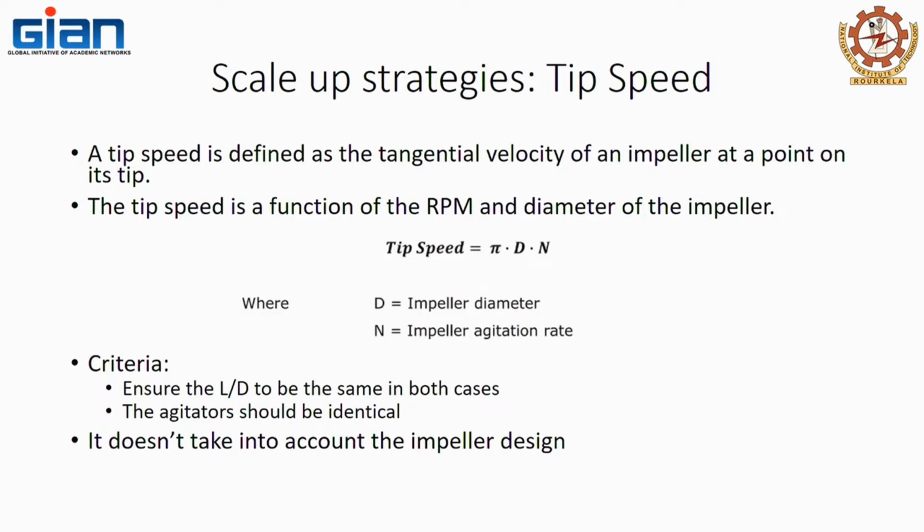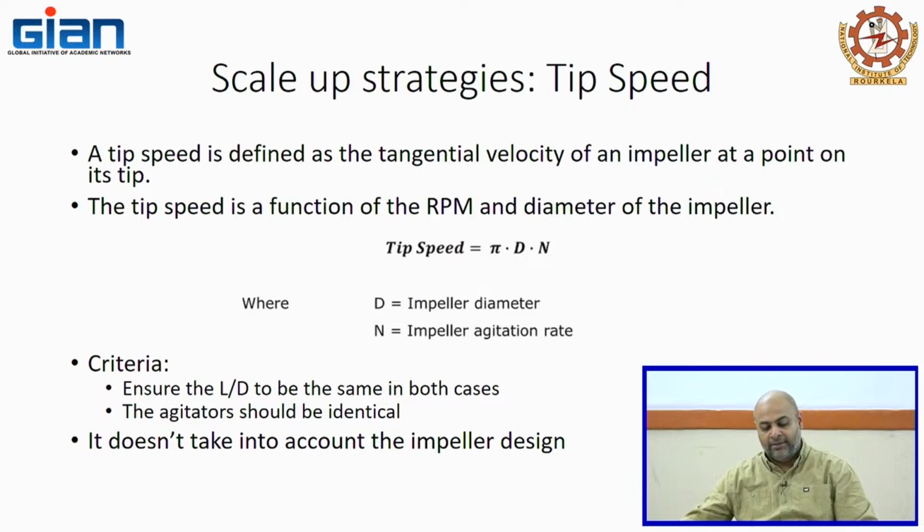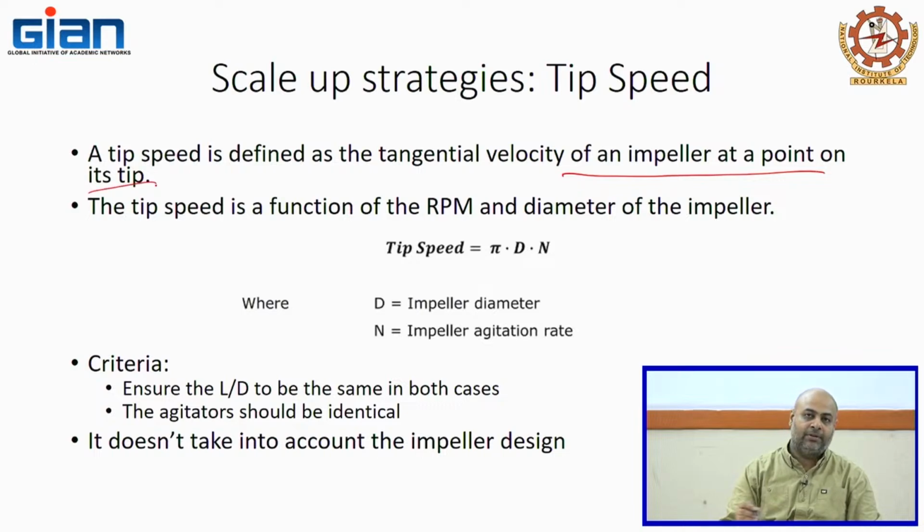Now, the scale up strategies: tip speed. Tip speed is defined as the tangential velocity of an impeller at a point on its tip. The tip speed is a function of the RPM, revolutions per minute, and the diameter of the impeller. So, the diameter of the impeller, or the size of the impeller, will define the tip speed. So, the tip speed is pi dn, where d is your impeller diameter and n is the impeller agitation rate, the RPM that you are talking about.